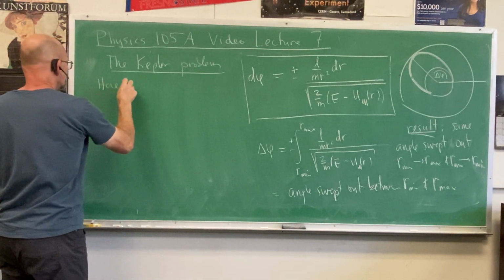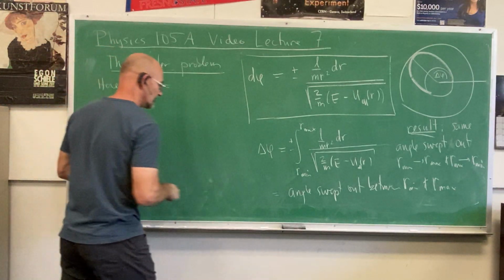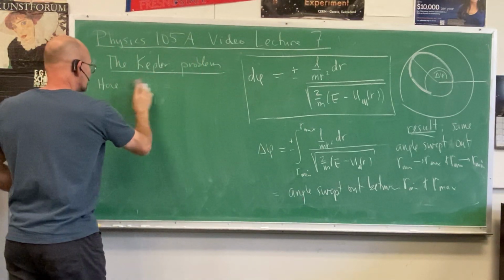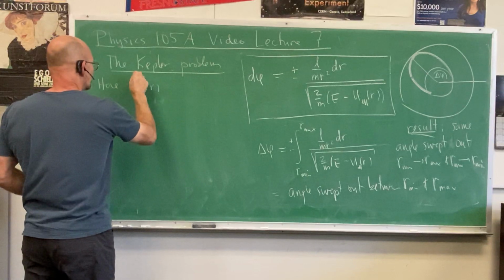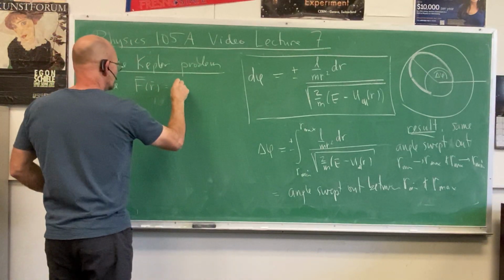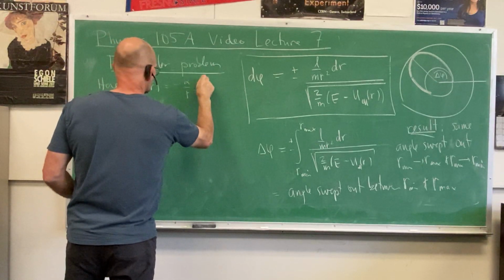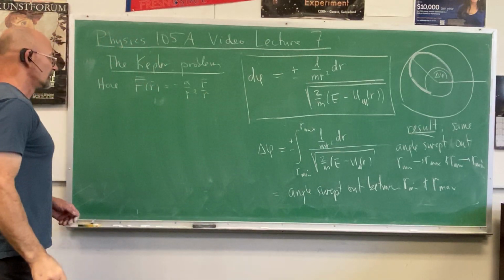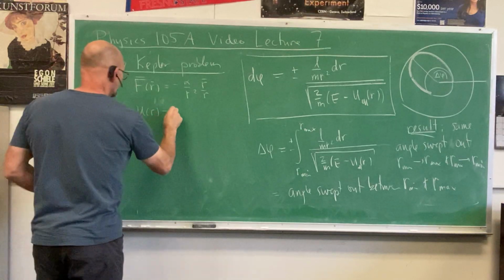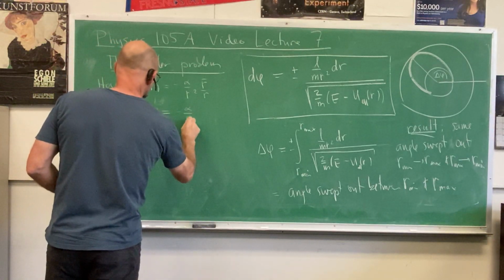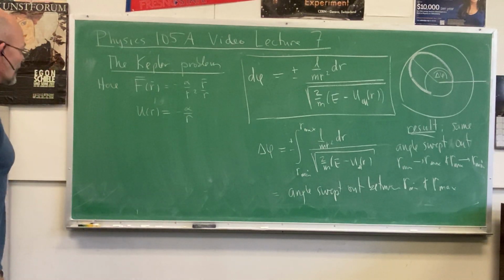U of R is equal to, well, let's start with the force. Of course, that's Newton's law of gravity. F of R is equal to minus alpha over R squared. And I'm pretty sure this was a homework, right? The homework, namely, to integrate this up and get minus alpha over R. So for the Kepler problem, that is our potential energy.